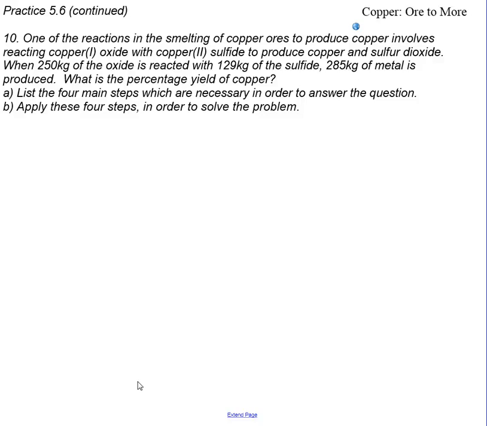But here, we're told that so much of the copper 1 oxide is reacted with so much of the sulfide. So those are the reactants. We need to try to highlight what information we're getting. In this case, so much metal is produced, so it's obviously for the production of copper. So the metal is the copper, and we're being asked to find the percentage yield. So one of the first steps is determine the overall reaction equation, and balance it.